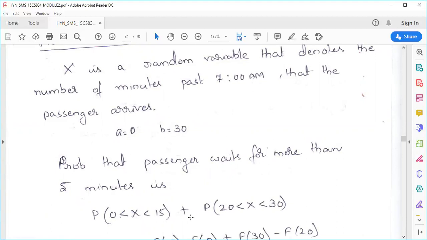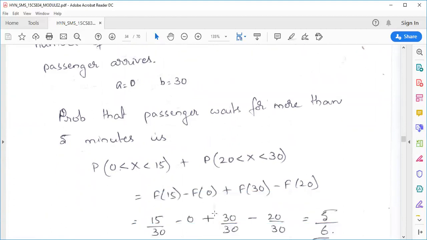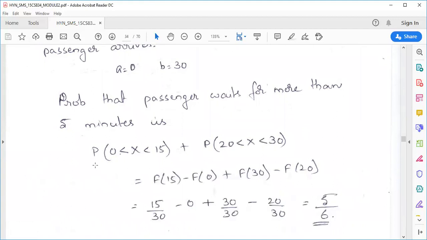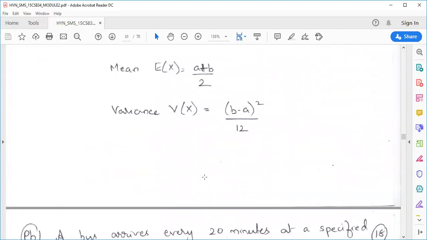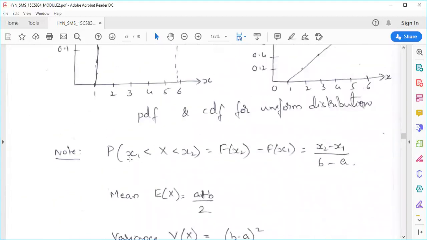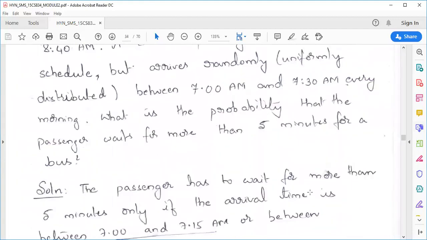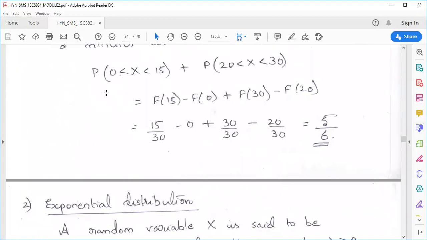So 0 is less than X is less than 15, and probability of 20 is less than X is less than 30. So P of x1 is less than X is less than x2, the formula is F of x2 minus F of x1. This is very, very important; you have to remember this formula. Probability of x1 is less than capital X is less than x2 is F of x2 minus F of x1, and it is x2 minus x1 divided by b minus a. So we take F of 15 minus F of 0, plus F of 30 minus F of 20. Just substitute x2 minus x1 divided by b minus a for each and solve this.